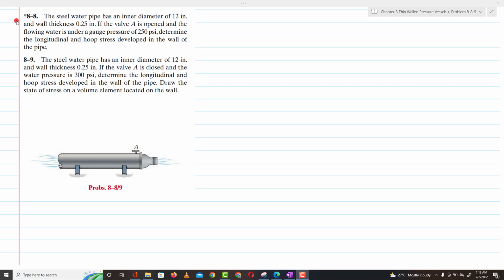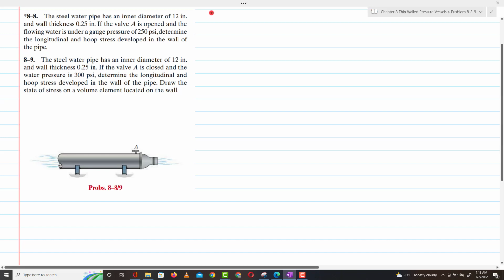Welcome back. Problem 8-8. The steel water pipe has an inner diameter of 12 inch and wall thickness of 0.25 inch. If the wall A is open and the flowing water is under gauge pressure of 250 psi, determine the longitudinal and hoop stress developed in the wall of pipe. So you can see this is the pipe, this is wall A, and it is given that if wall A is open, determine the hoop stress and longitudinal stress.